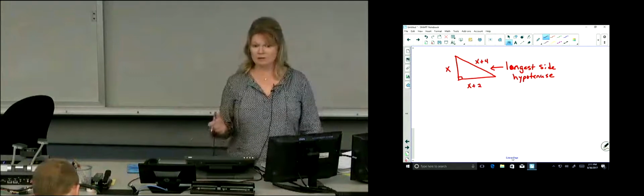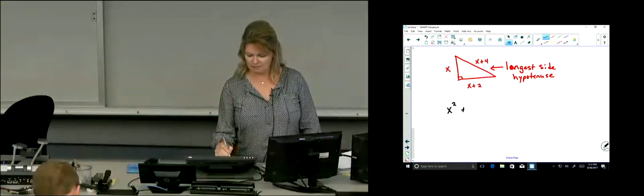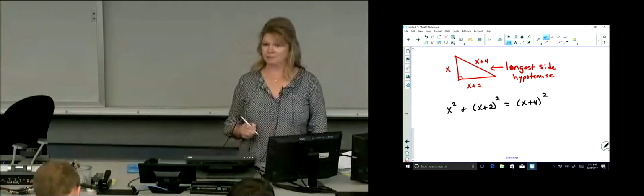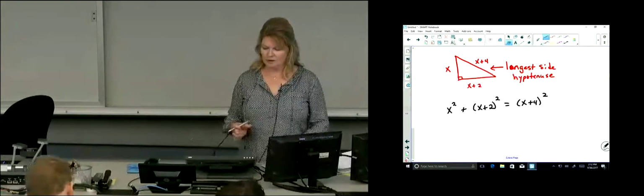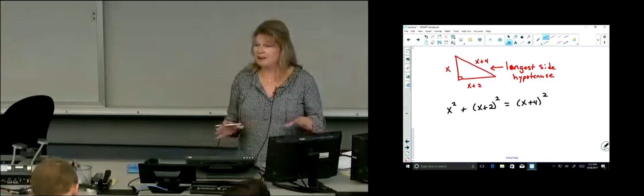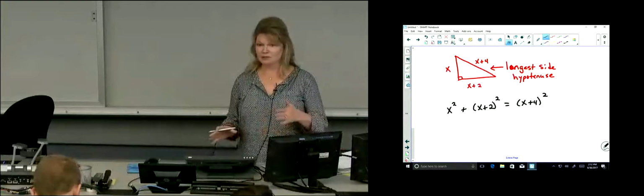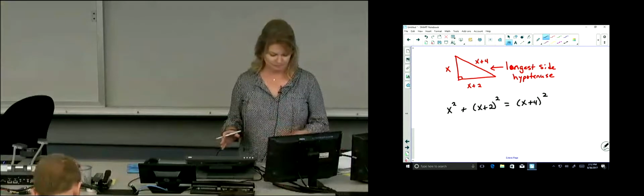And so, just like I said, we're going to use the Pythagorean theorem, a squared plus b squared equals c squared, right? So x squared plus x plus 2 squared equals x plus 4 squared. So with these, it's really the setting up that you want to be careful with. After that, you're just number crunching, okay? Doing algebra that you've done for several years. Okay?